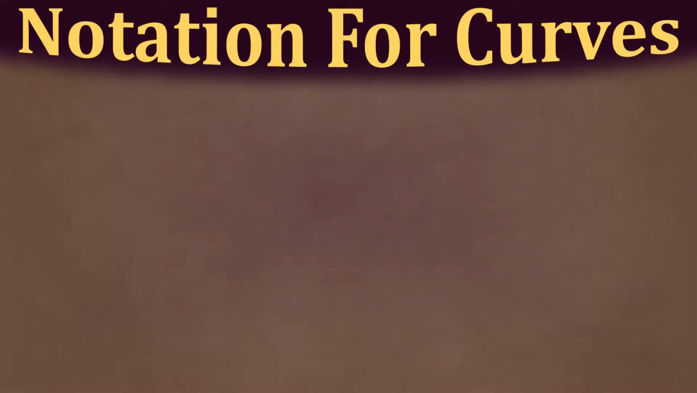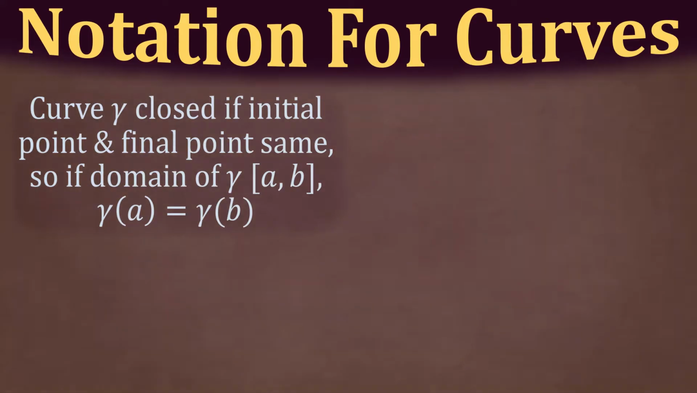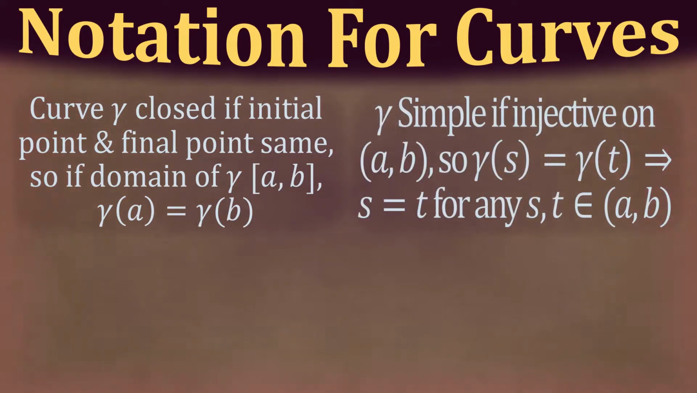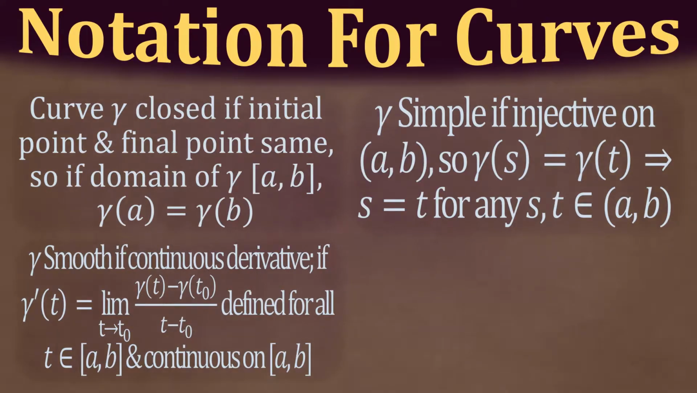Next, let's give some notation for curves. A curve gamma is said to be closed if its initial point and its final point are the same. So, if the domain of gamma is [a, b], this means that gamma of a is equal to gamma of b. We say that gamma is simple if it is injective on [a, b]. So, gamma of s equaling gamma of t implies s equals t for any s, t in [a, b]. We say that gamma is smooth if it is differentiable and has continuous derivative. In other words, if the function gamma dash of t, which is the limit as t approaches t naught of gamma of t minus gamma of t naught over t minus t naught, is defined for all t in [a, b] and is continuous on [a, b].